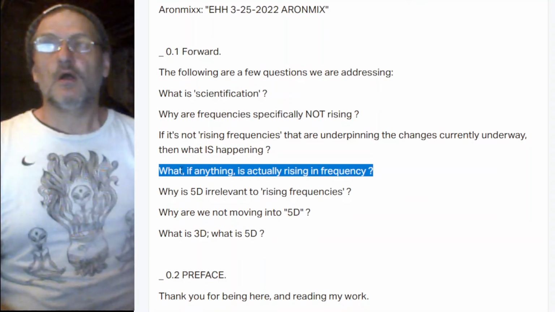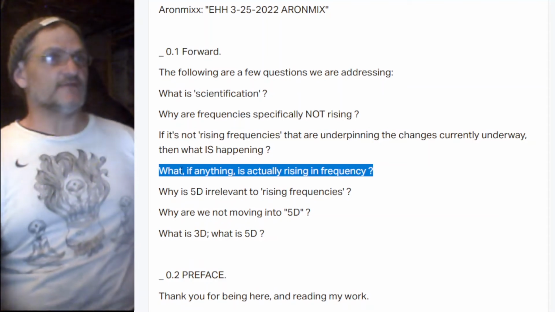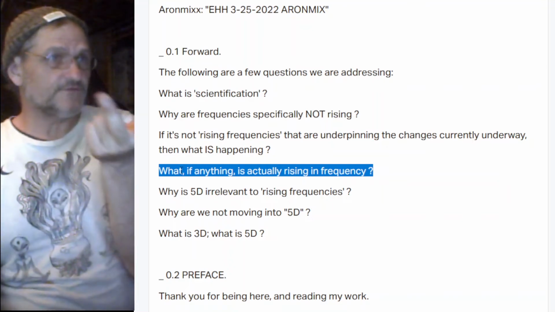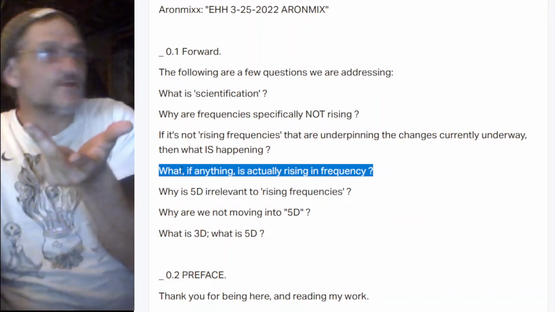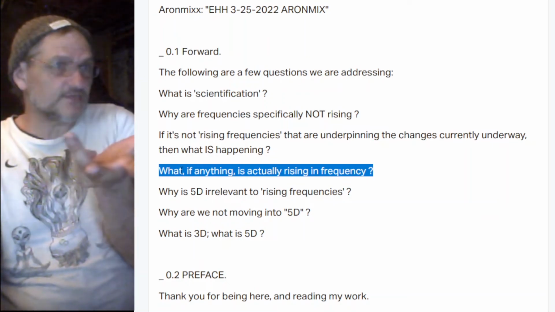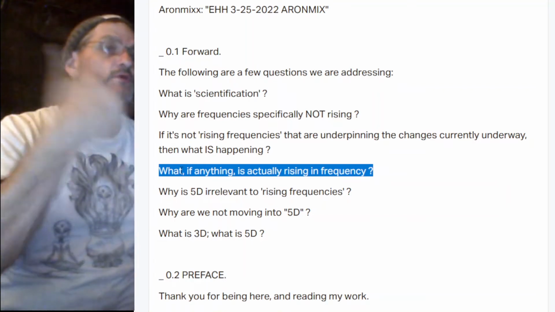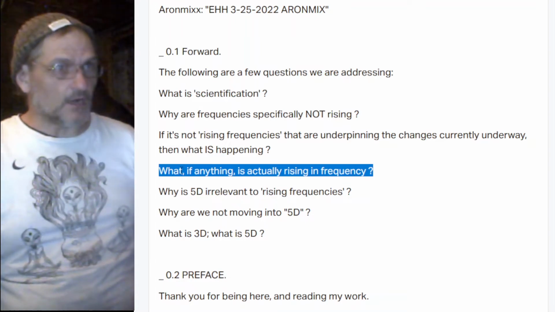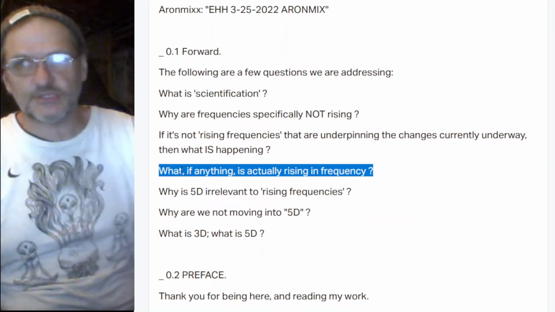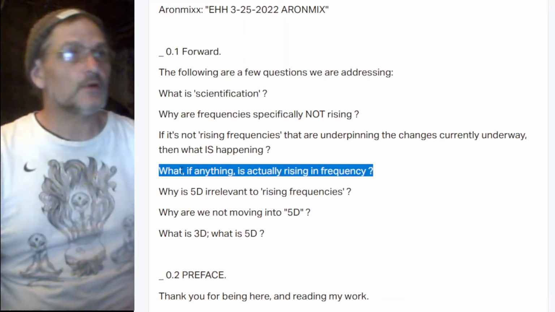So what, if anything, is actually rising in frequency? We've addressed that. If it's not the Earth itself, it's not the Schumann resonances. Don't confuse amplitude with frequency. Is it earthquake activity that may be increasing in frequency to coincide with the rise of the solar cycle? We're going into a solar cycle. We're into sun cycle number 26.